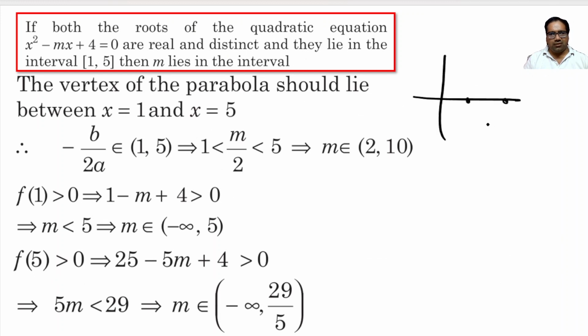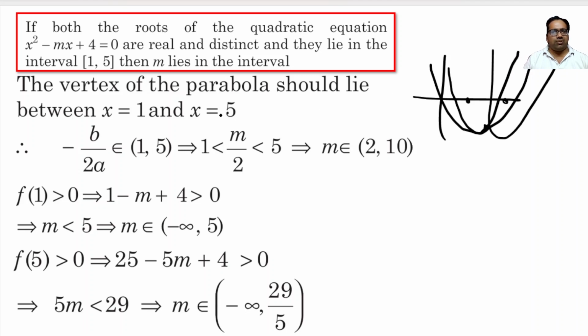That is this vertex. The vertex is between 1 and 5. The parabola can be like this, whatever. What is the formula for the vertex? By vertex we mean the x coordinate of the vertex. What is the x coordinate of the vertex? This point is minus b by 2a, the x coordinate of the vertex.